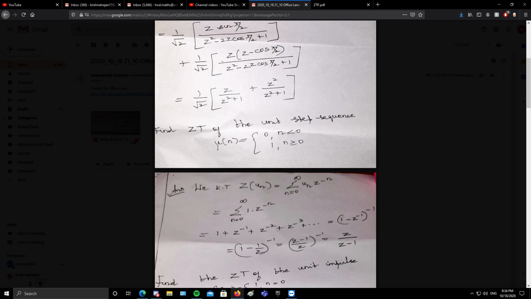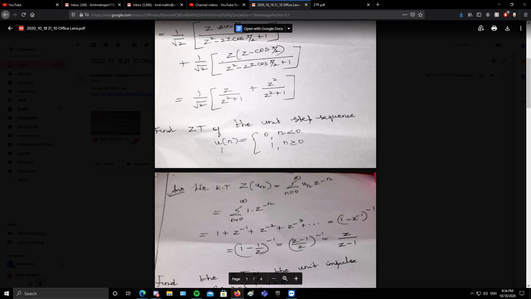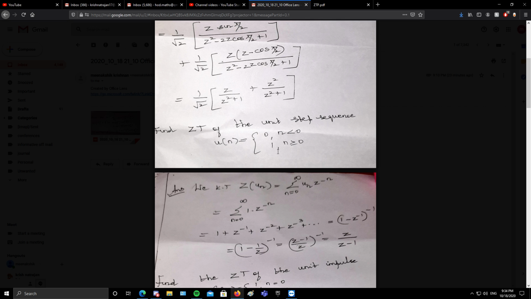Next we have: find the Z transform of the unit step sequence. So the unit step sequence jumps from 0 to 1. Step function means it jumps from one value to another value. So here it jumps from 0 to 1. That is why it is called a unit step function, since it jumps to 1.